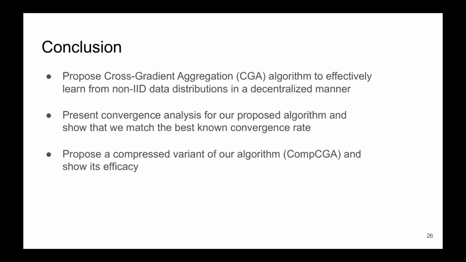Finally, the conclusion. In this paper, they propose a CGA algorithm to effectively learn from non-IID data distributions in a decentralized manner. They present a convergence analysis for the proposed algorithms and show they can match the well-known convergence rate. They also propose a compressed variant of their algorithms and show its efficiency.